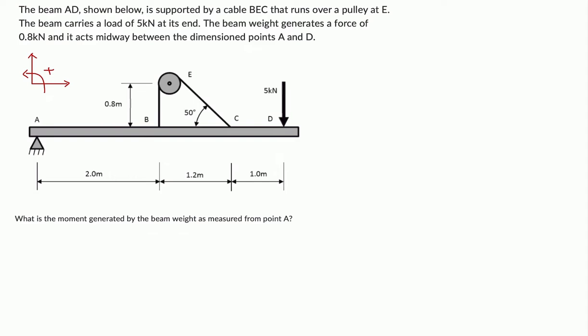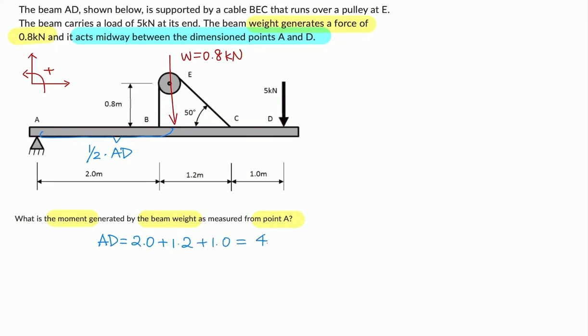We're going to find the moment generated by the beam weight as measured from point A. The beam weight will be 0.8 kilonewtons as it states in the question, and it acts midway between the dimension points A and D. We can draw it here in the diagram, a downward force of 0.8 kilonewtons. And the distance will be half of AD. First, we can find the distance between AD. It will be 2 plus 1.2 plus 1 equals 4.2 meters.